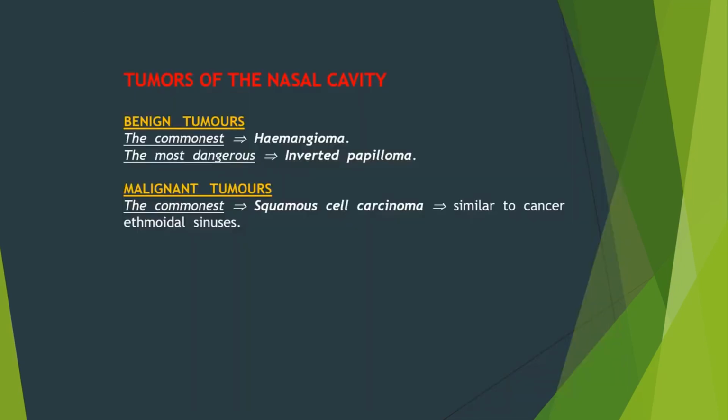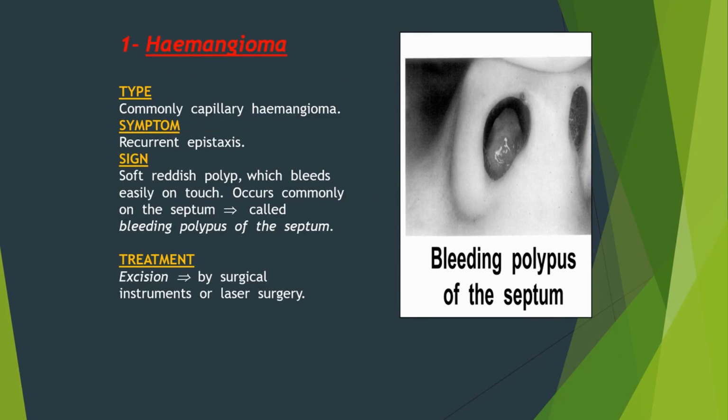Tumors of the nasal cavity may be benign tumors, malignant tumors. Benign tumors like hemangiomas, which is the commonest, and the most dangerous will be inverted papilloma. Malignant tumors, the commonest are squamous cell carcinoma. Hemangiomas. Its type is usually a capillary hemangioma, and the patient usually complains of recurrent epistaxis.